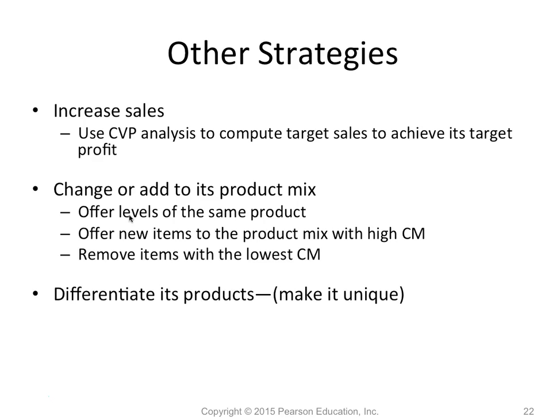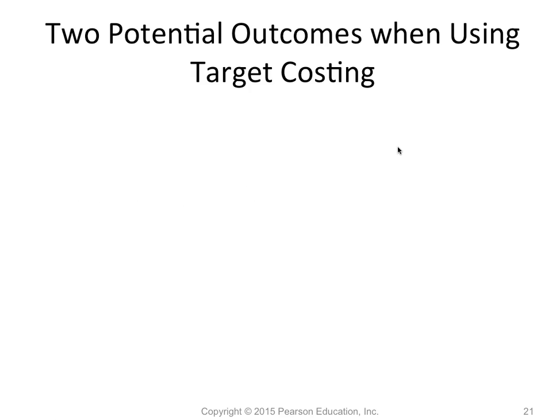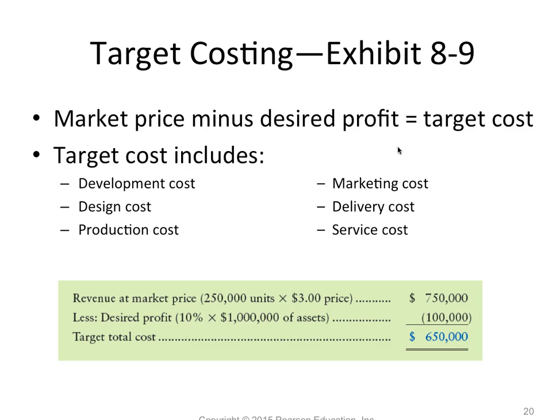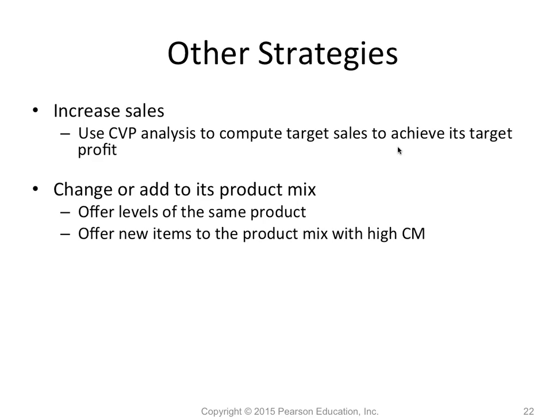So we have some strategies to increase profit in decision making. One is to increase sales. We use CVP analysis from last chapter to compute a target sales to achieve a target profit. So how do we get to this profit here? We increase the sales.